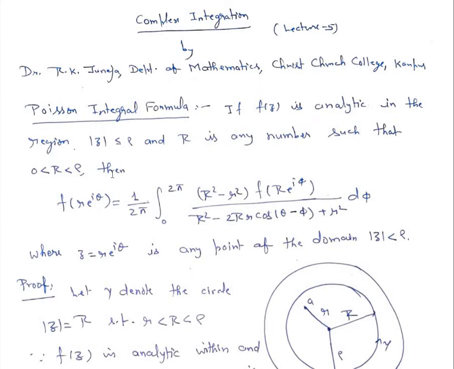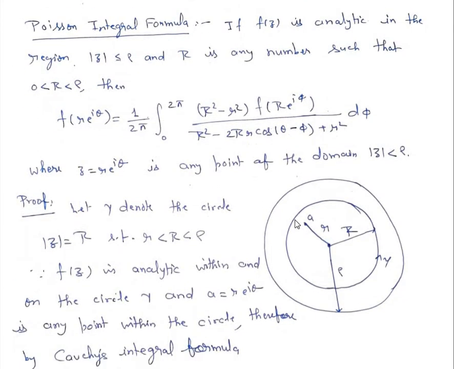If f(z) is analytic in the region |z| ≤ ρ, and R is any number such that R lies between 0 and ρ, then the value of the function at a point a, where |a| = r, so a = re^{iθ}, is given by f(re^{iθ}) = 1/(2π) ∫ from 0 to 2π of (R² − r²) f(Re^{iφ}) / (R² − 2Rr cos(θ − φ) + r²) dφ, where z = re^{iθ} is any point of the domain |z| < ρ.